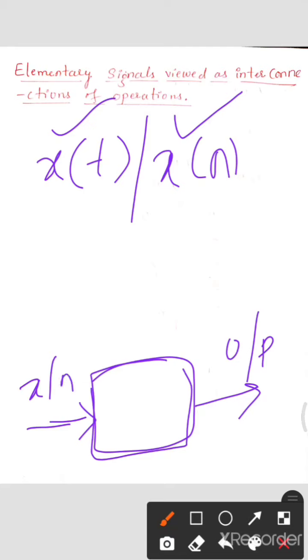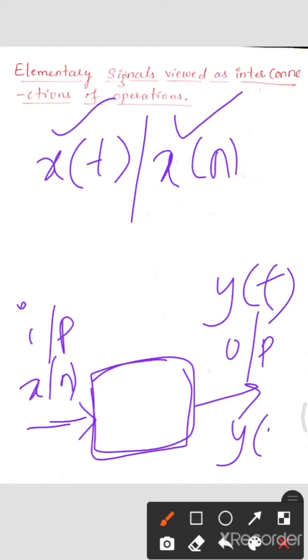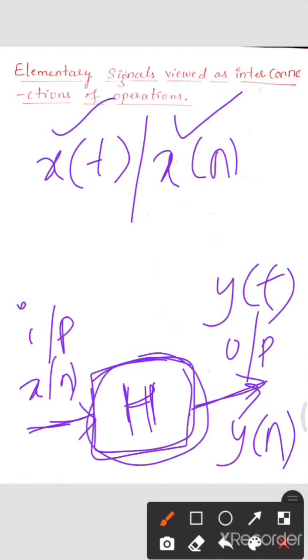So x of n or x of t might be the input signal for us, and y of t or y of n is the output signal. This is the input and this is the output. Between these two there is an operator called h. So h is an operator, and we have to see how interconnected this system is.